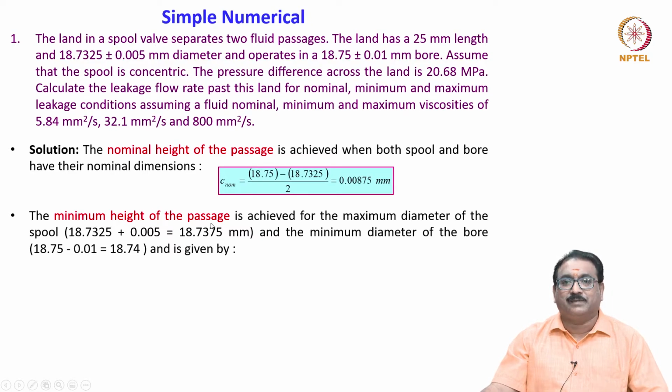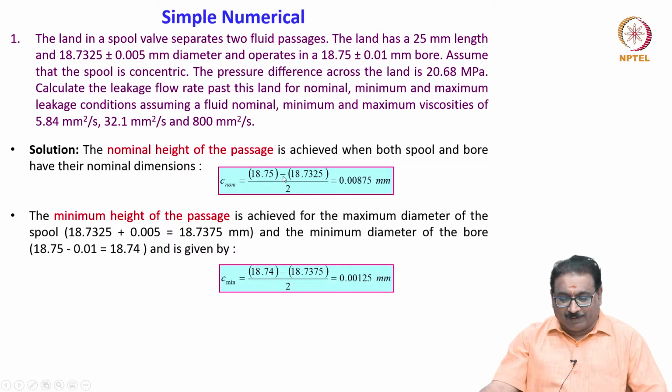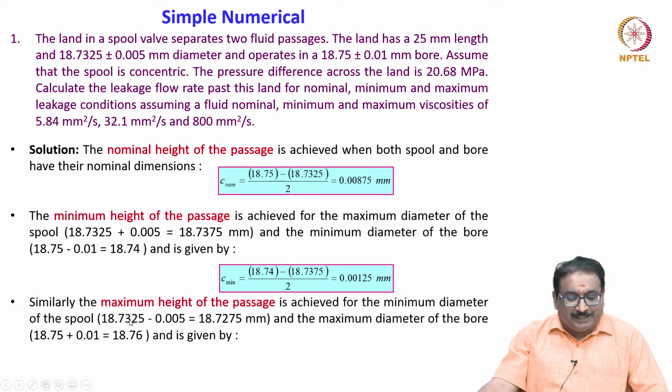So, the minimum height of the passage, meaning I am taking the lower limits now, the minimum height of the passage is achieved for the maximum diameter of the spool, correct? 18.7325 plus upper limit 0.05 is equal to 18.7375 mm, and minimum diameter of the bore is here 18.75 minus 0.01, which is 18.74. Same as what I did here, 18.74 minus 18.7375 by 2. Here I am getting 0.00125 mm. C minimum it is. Similarly, C max we have to find out.